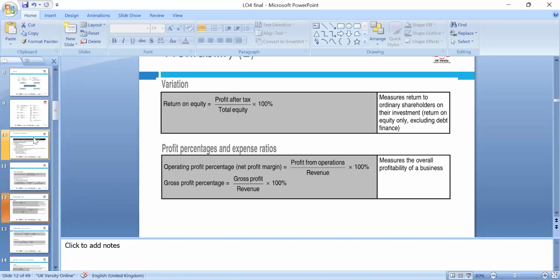Return on profit after tax divided by equity. So if you are borrowing money from debt or equity, you're looking at which one is the best. Debt is normally cheaper than equity because with equity you pay the dividend after tax. That's why we calculate this ratio with profit after tax. It measures the return to ordinary shareholders and the investment return of equity excluding the debt financing. Okay, so profit from operation divided by revenue, we can look at our operating profit percentage. Gross profit measures the overall profitability of the business.